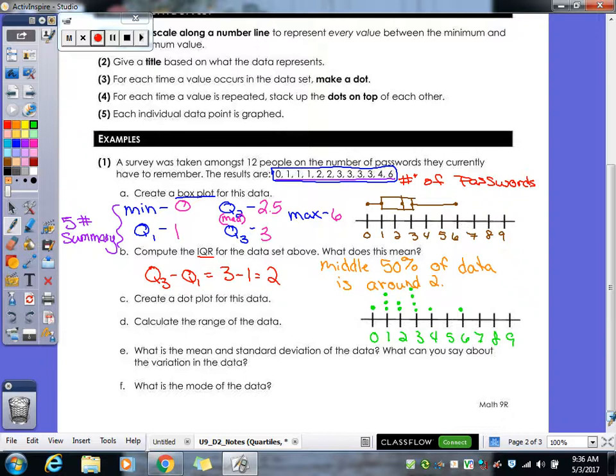So what's the other thing I need on my box or my dot plot? Title. I'm going to call it number of passwords again because it's the same thing.